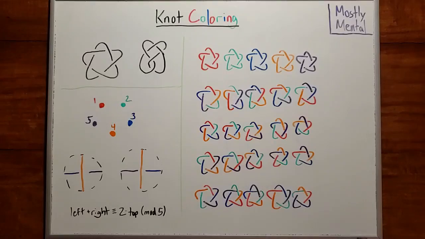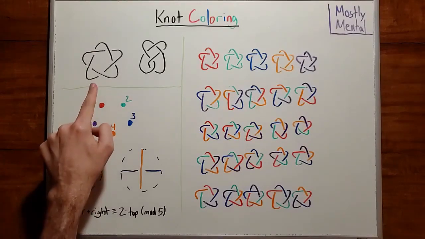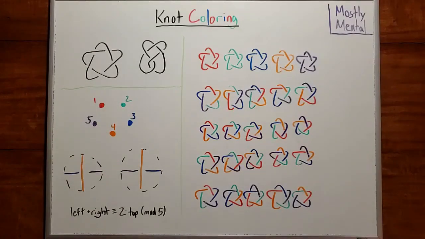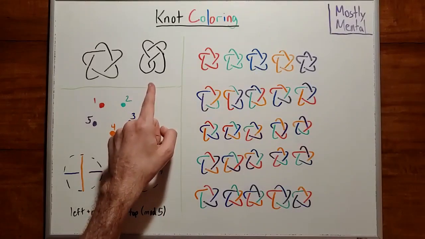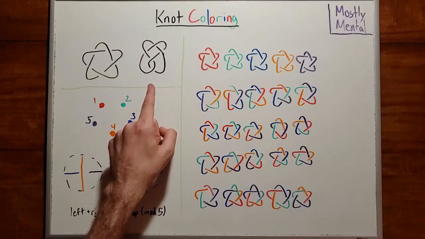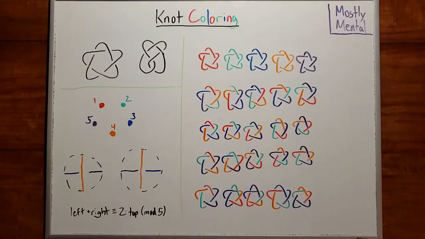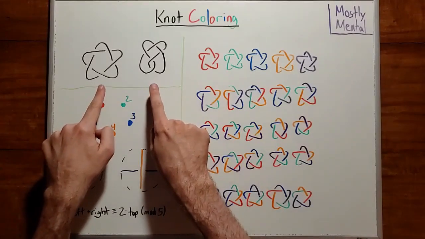And that gives us our general rule. The color for the top strand should be the one halfway between the colors for the bottom two strands. And for this knot, we get 25 colorings, like so. But for this knot, we only have the five solid colors. So this five coloring rule proves that these are different knots.